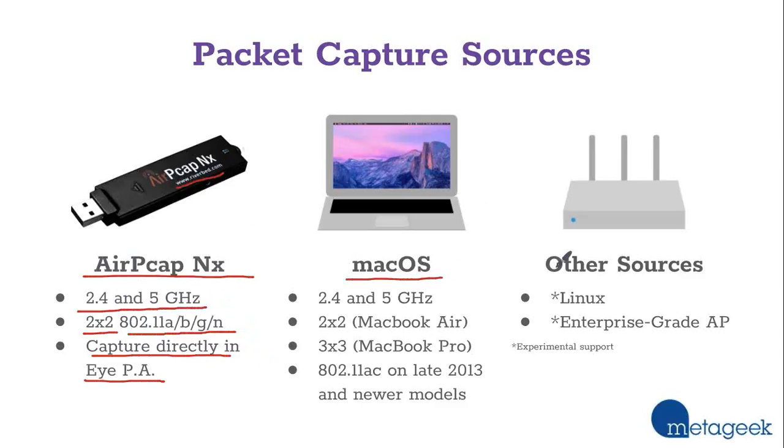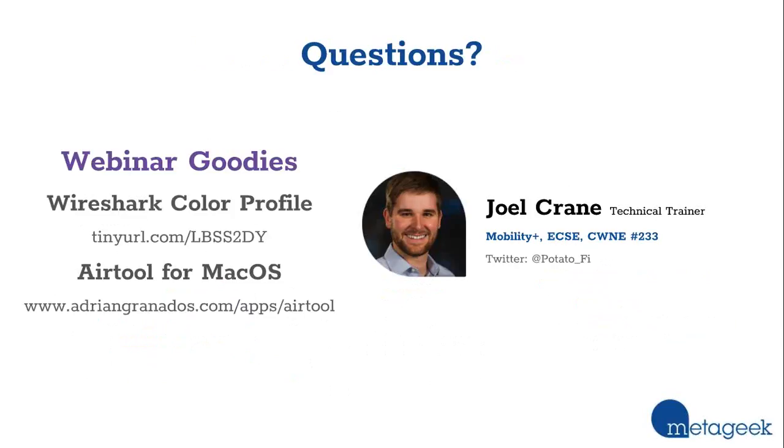And some other sources that are completely experimental: if you're savvy with Linux, if you're pretty good with the command line, and if you have a Wi-Fi adapter that you can put in monitor mode, you can do it in Linux. You can also do it with some enterprise-grade APs. It's tricky, but it can be done. So there are multiple ways to get packet captures into IPA. And of course, IPA supports 802.11ac.